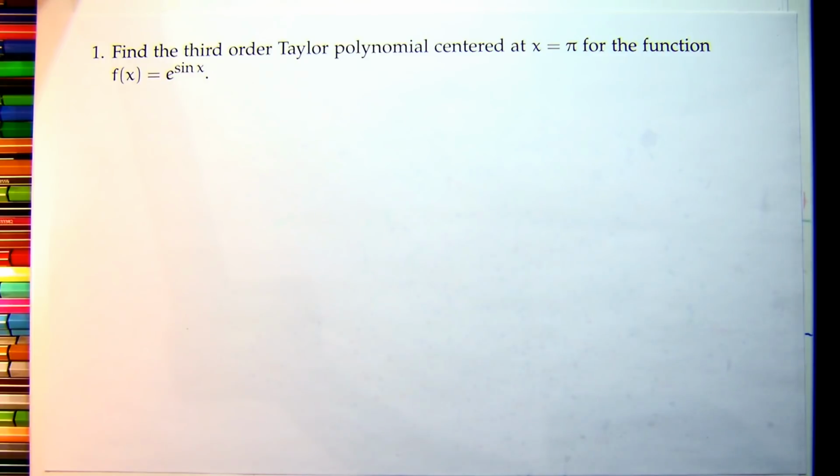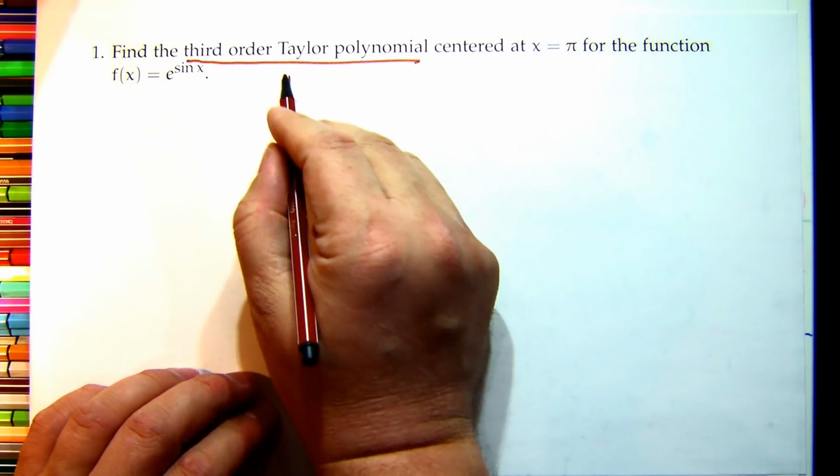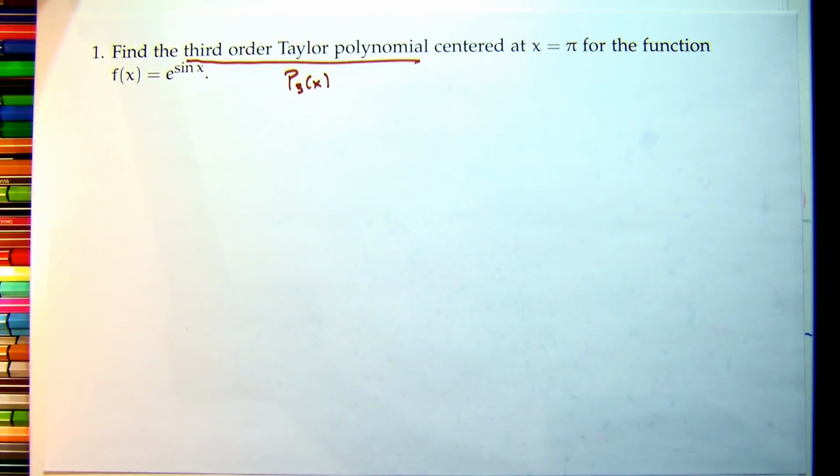Question number 1. Find the third-order Taylor polynomial centered at x equals pi for the function f of x equals e to the sine x. Now, the phrase third-order Taylor polynomial can also be written as P3 of x. So they might say find P3 of x. But what is the third-order Taylor polynomial? Well, essentially it's like the Taylor series, but you just don't keep going. You just stop after 3 terms.